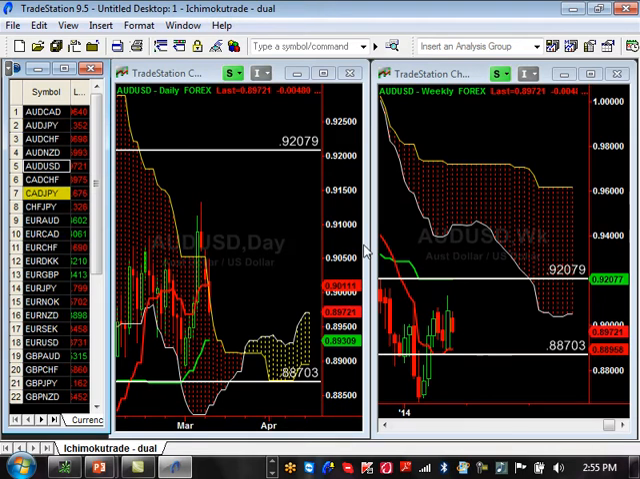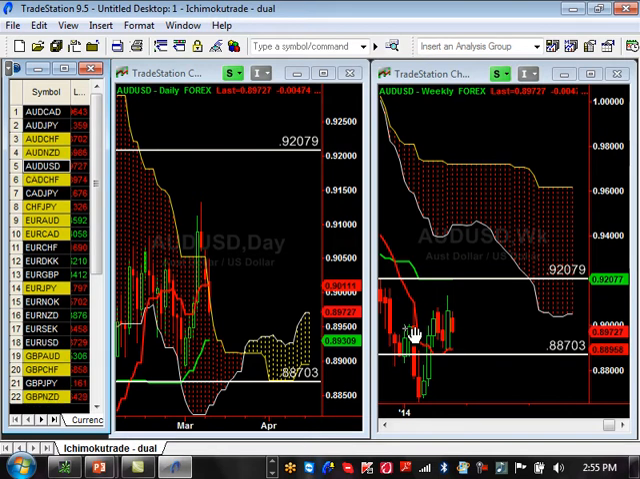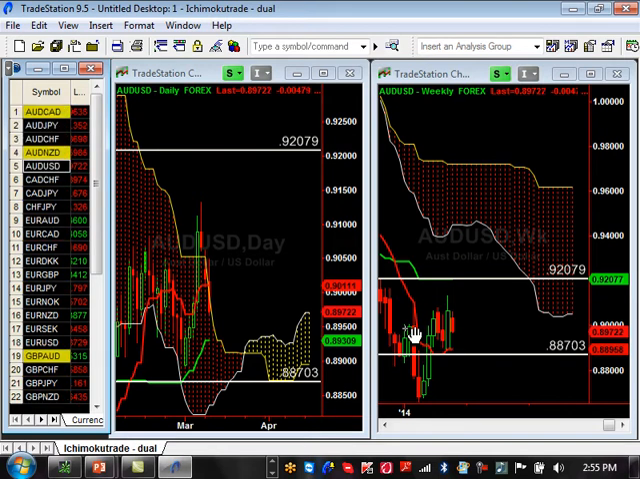Australian USD is bearish trending here. Looks like it's trying to go for a major pullback. It will go for its major pullback as long as it holds the support at 88.70 and then breaks the next resistance level, which is 92.07.